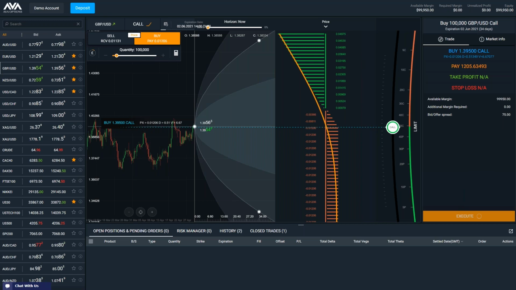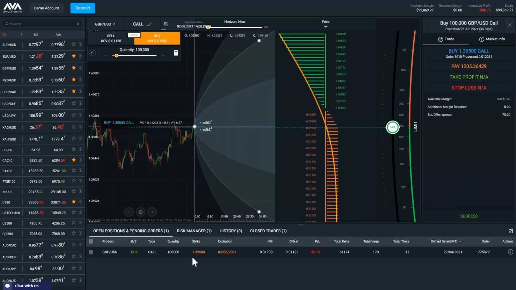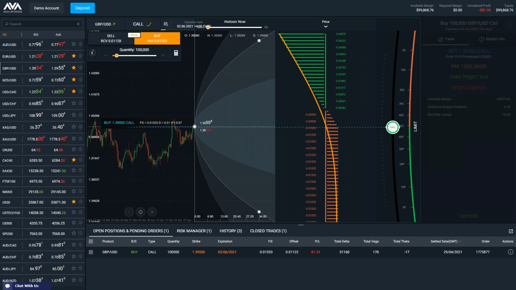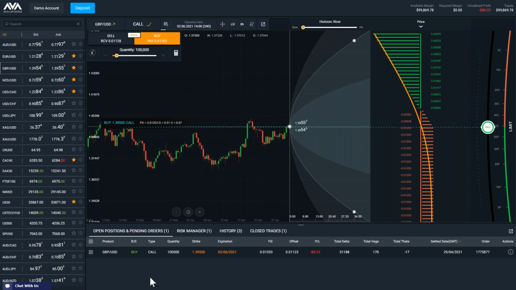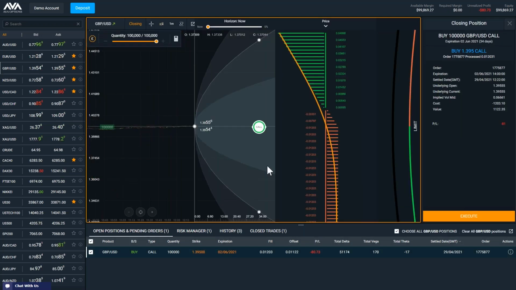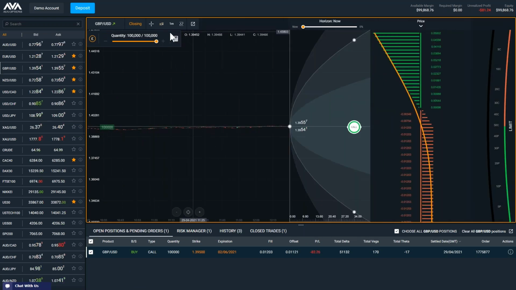And the trade is done. I bought a call, and it's going to show up in our open positions. There it is. We bought a call on the pound at 139.50. I have an unrealized loss simply because of the bid-ask spread that we mentioned earlier. This is my position, the only position that I have. If I click it, just like I showed you before, it's going to populate into my screen like that. So here we can see the position.